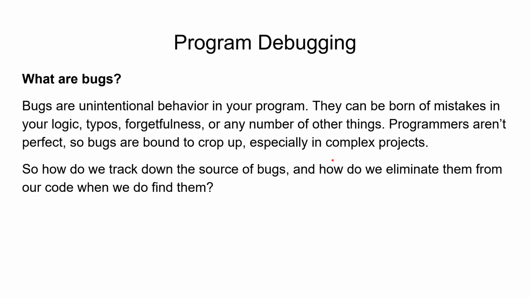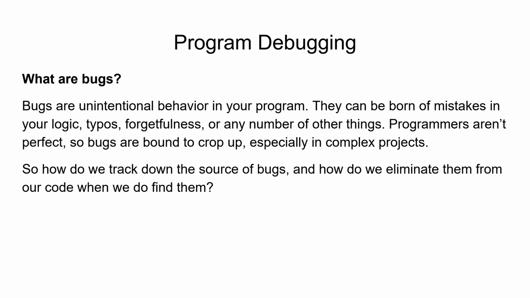So, first and foremost, what are bugs? Anytime you have unintended behavior in your program, that's a bug. They can come from any kind of mistakes in your logic or just mistyping something. I know I've forgotten to call functions before, and that's led to bad output. There are as many different sources of bugs as there are ways to program something incorrectly. Programmers aren't perfect, so bugs are going to crop up no matter what eventually, especially in more complex projects.